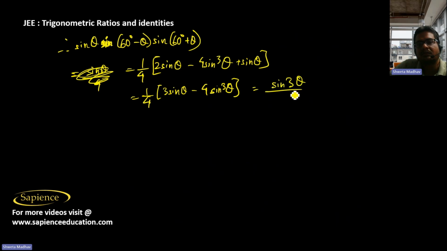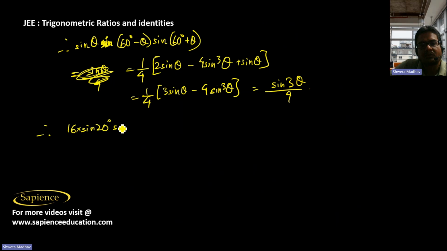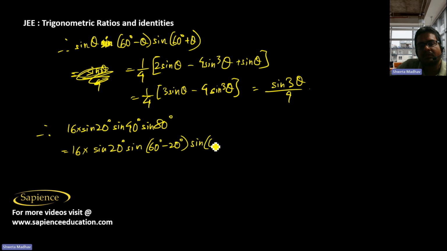So it is equal to sine 3 theta by 4. Now therefore, here it is told 16 into sine 20 degree into sine 40 degree into sine 80 degree. So this can be written as 16 into sine 20 degree into sine of 60 degree minus 20 degree into sine of 60 degree plus 20 degree. So therefore here it is coming in this form only.